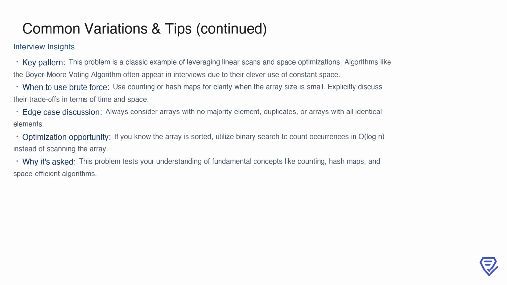It's also important to address edge cases during your explanation, such as arrays with no majority element, arrays with duplicates, or arrays where all elements are identical. If the array is sorted, you can further optimize the solution by using binary search to count occurrences in O(log n) time, rather than scanning the entire array. This problem is often included in interviews because it tests fundamental concepts like counting strategies, hash maps, and space-efficient algorithms.